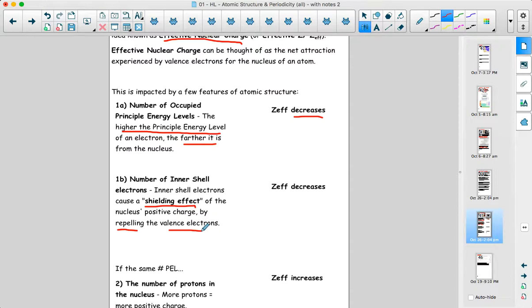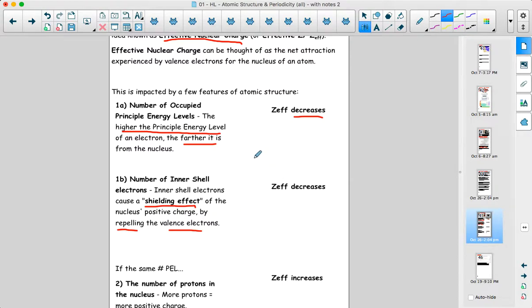So even though as you get more protons in the nucleus, you might expect it always to pull in electrons more strongly, when electrons are in farther away energy levels, well, one, they're farther away, but two, there are all these extra inner shell electrons that are shielding them from the positive charge of the nucleus.